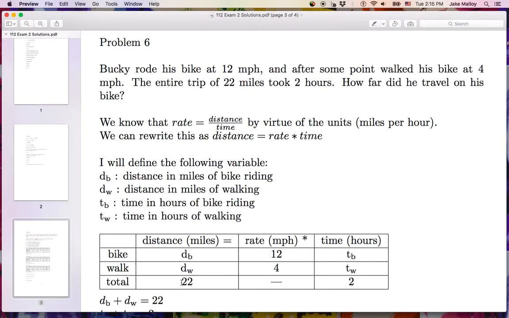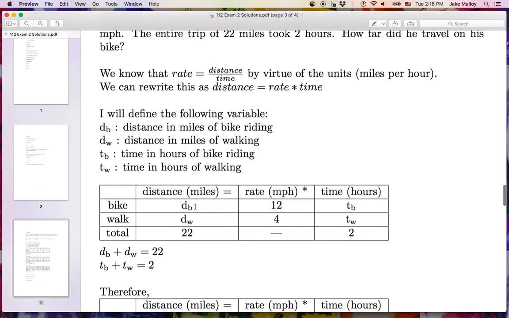I know that my total distance was 22 miles. I know that my total time was 2 hours. I know that my biking rate was 12 miles per hour, and that my walking rate was 4 miles per hour. Now the parts that I don't know, and I'm going to leave out this total rate, it functions a bit differently. Of course we could see that if we went a total distance of 22 miles in 2 hours, our average rate was 11 miles per hour, but we don't necessarily need that. So I'm just going to leave that blank in this part.